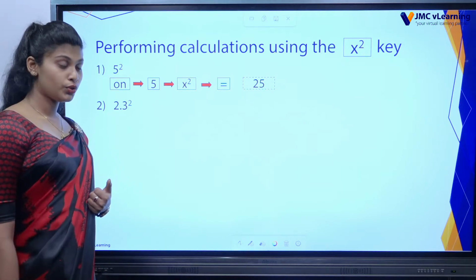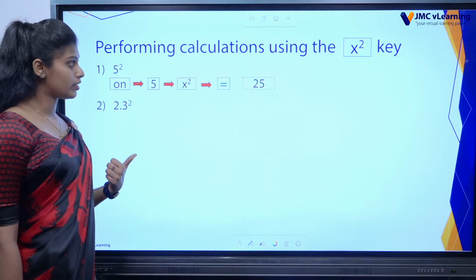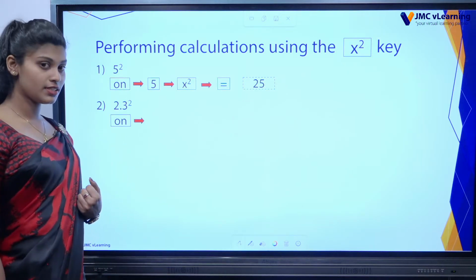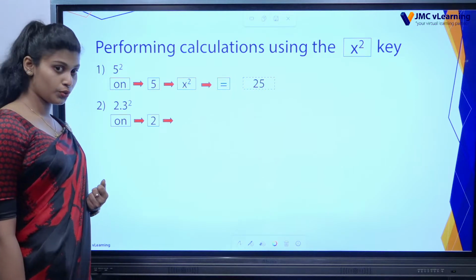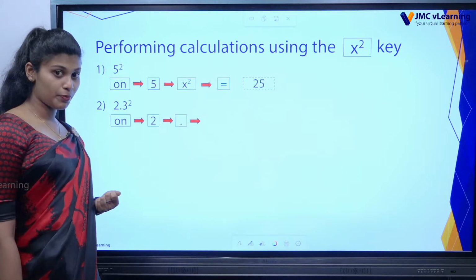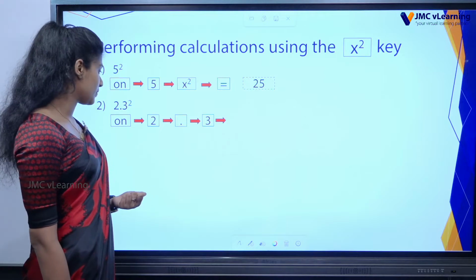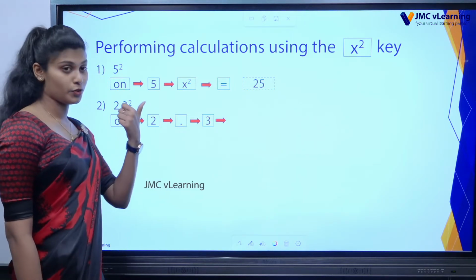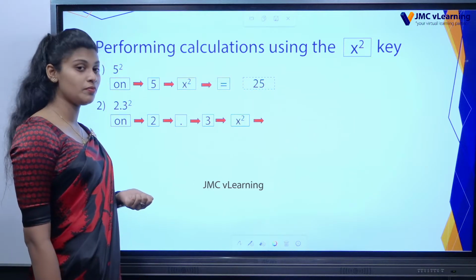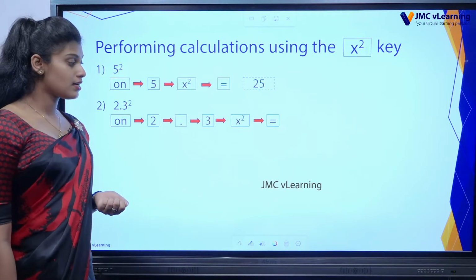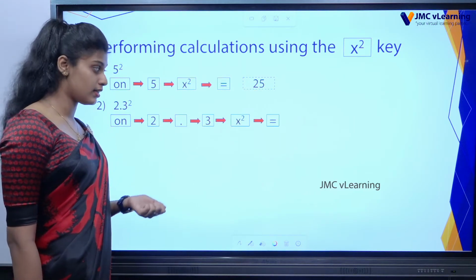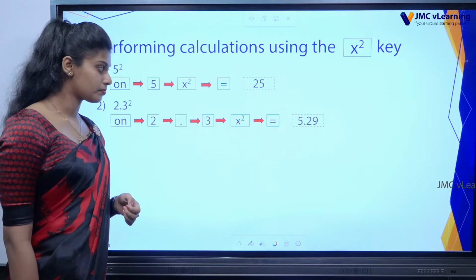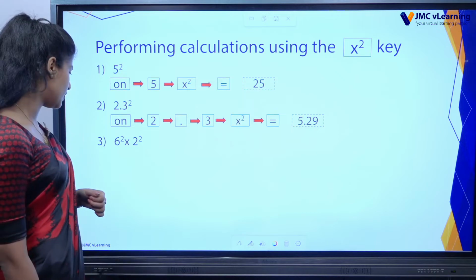The next example, 2.3 squared. To find this one, you have to press the on button first, then 2, then the decimal point, then 3. Then you have to take the square, so press the x squared key. Then to take the answer, press the result key. The answer is 5.29. Then let's move to the next example.